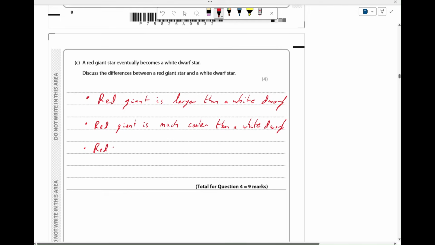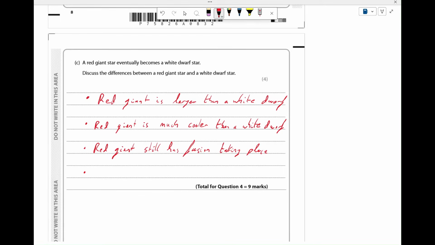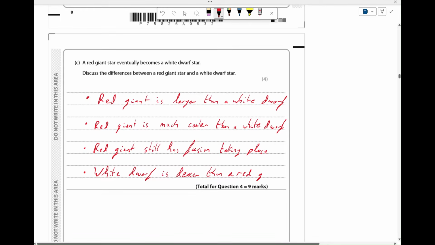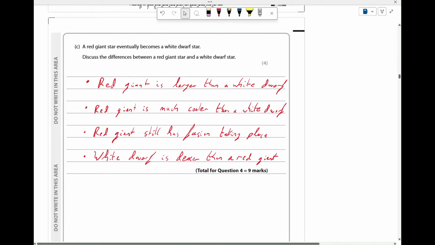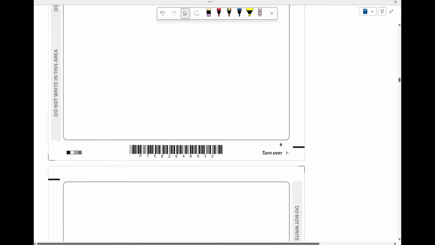Okay, then there's a few more things you could say. A red giant still has fusion taking place. Okay, it's still doing those nuclear reactions, whereas a white dwarf is not. A white dwarf is essentially a dead star. And then, I'm not sure what could we say as the final thing, something about density maybe. A white dwarf is denser than a red giant, something like that, because it's just a very dense core left over. A few different things you could say there. I think those are the first 4 things that came to my mind.